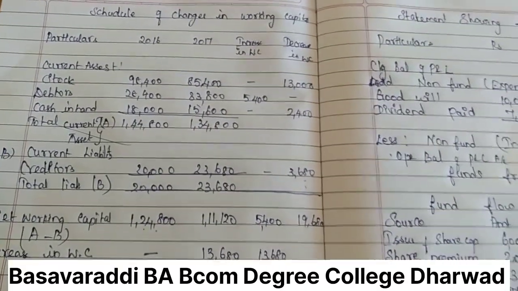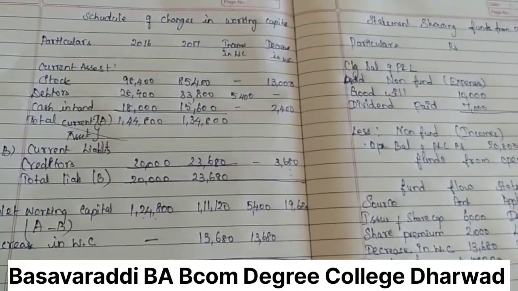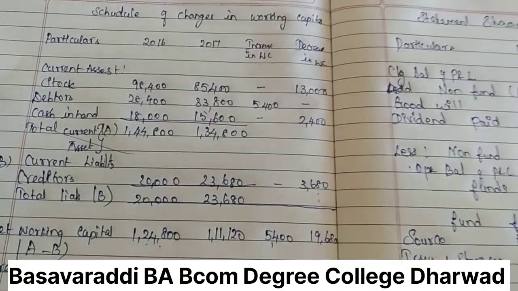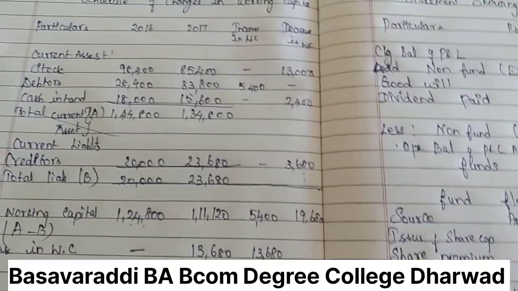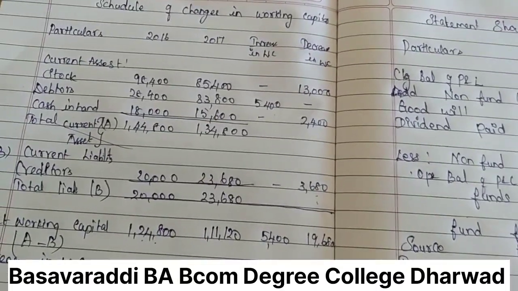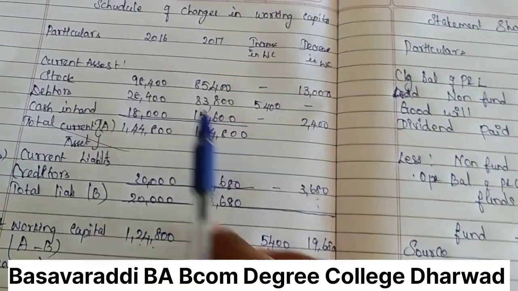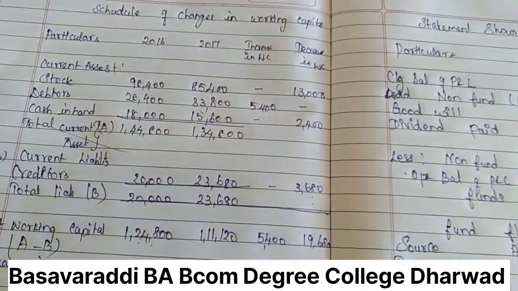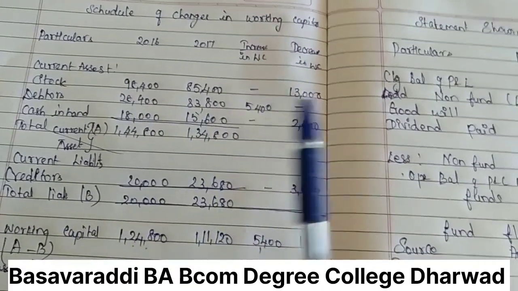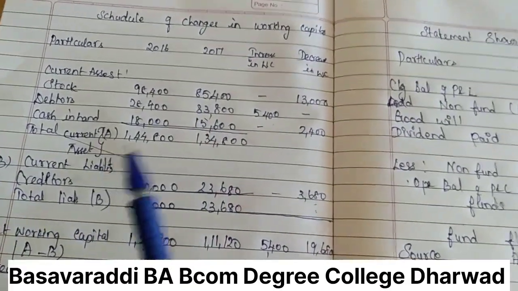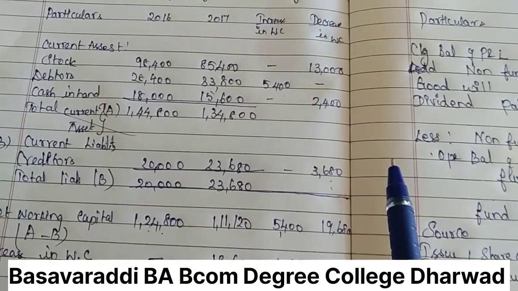First, start to find out. First one is current assets. Working capital is found by current assets minus current liabilities. First one in current assets is stock, this much. What is the difference? You have to enter it in the columns. Whether it is an increase, write it in the increase column. Whether it is a decrease, write it in the decrease column.